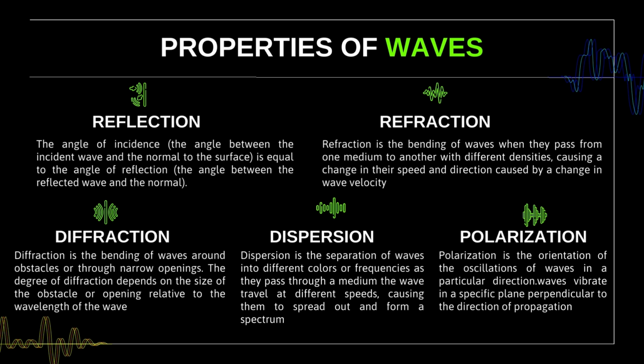Dispersion of waves is the separation of waves into different colors or frequencies as they pass through a medium. The waves travel at different speeds, causing them to spread out and form a spectrum.